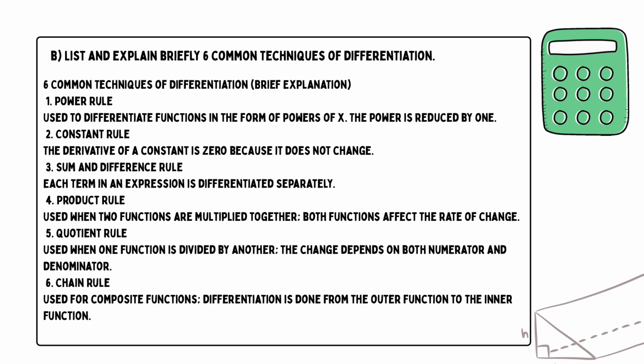3. Sum and difference rule. Each term in an expression is differentiated separately. 4. Product rule. Used when two functions are multiplied together. Both functions affect the rate of change.